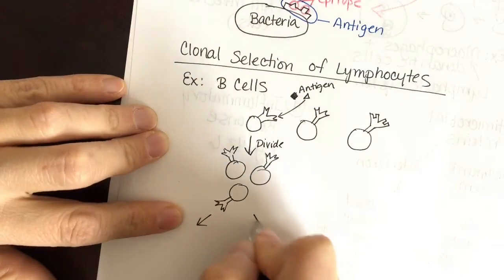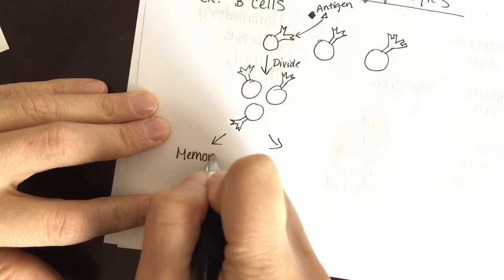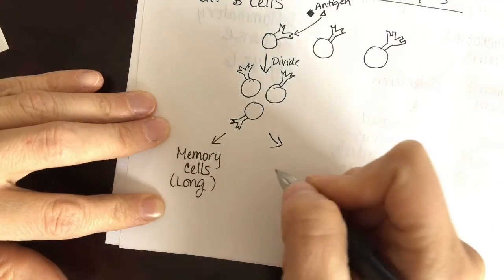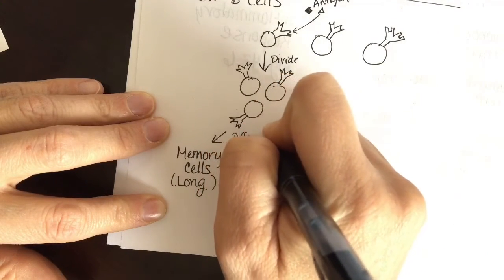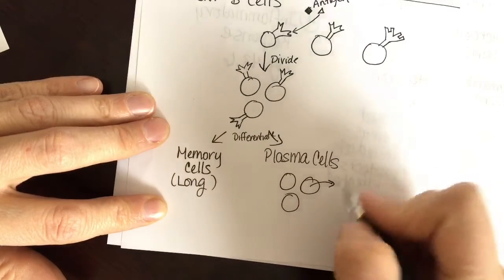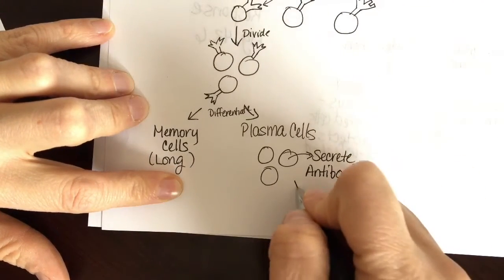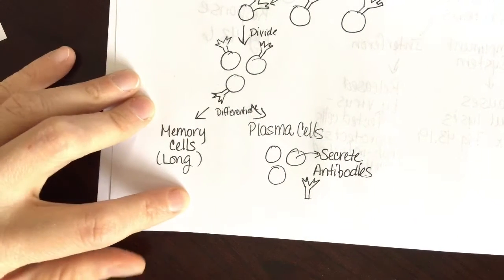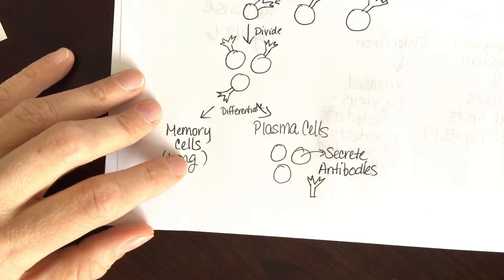And then they differentiate into 2 different types. They differentiate into memory cells. They look exactly like this. And so these guys are long-term. Remember, they stay around a long time. They're long-lived. And then that makes the plasma cells. So this is the differentiate part. Plasma cells do not have the antigen receptors, and these guys secrete what? They secrete antibodies that look just like the receptors. Okay, so they're not secreting the receptors, they're making separate antibodies that are secreted. And that's your clonal selection.